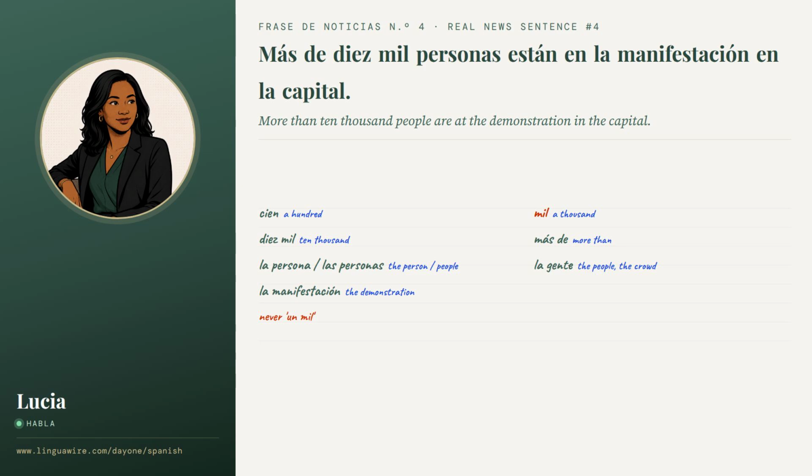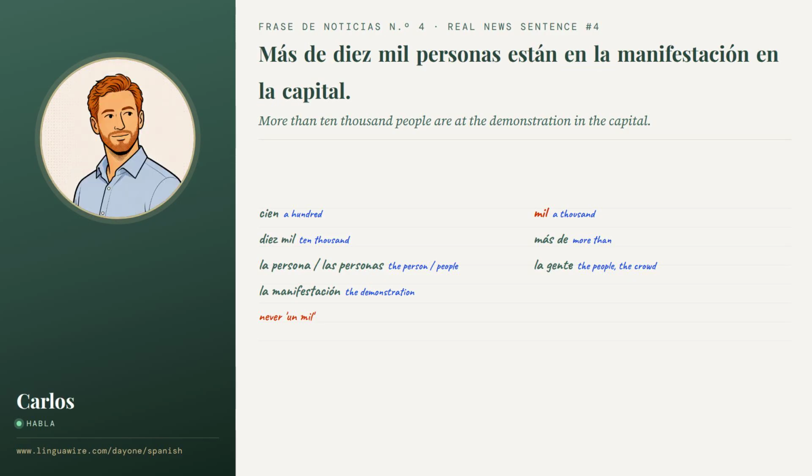And here's the strange part. La gente is grammatically singular. The people is. La gente está, not están. La gente está en la calle. The people, let's see, is in the street. Sounds wrong in English, perfect in Spanish. Rule of thumb: counting heads, use personas. Talking about the crowd, use la gente, and keep the verb singular.